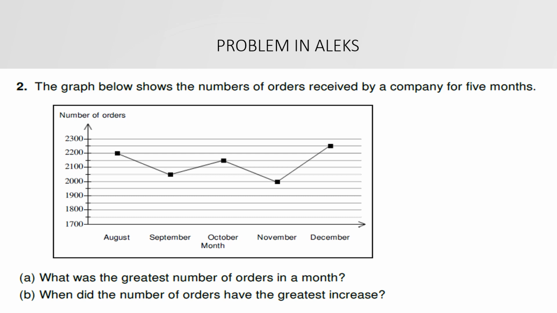Okay, and there are two different questions. Question A, what was the greatest number of orders in a month? And question B, when did the number of orders have the greatest increase? So you see, the questions are asking for increases and decreases that you can visualize really easily with this kind of representation. So let's discuss the first answer.